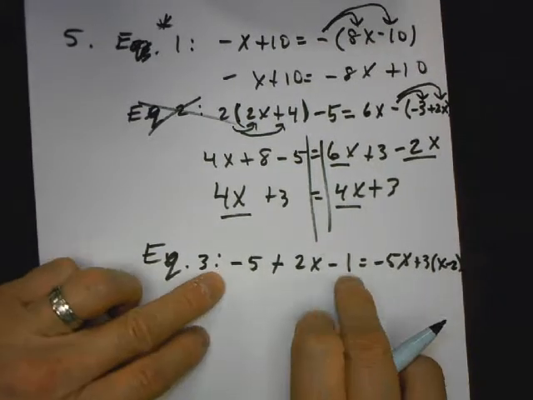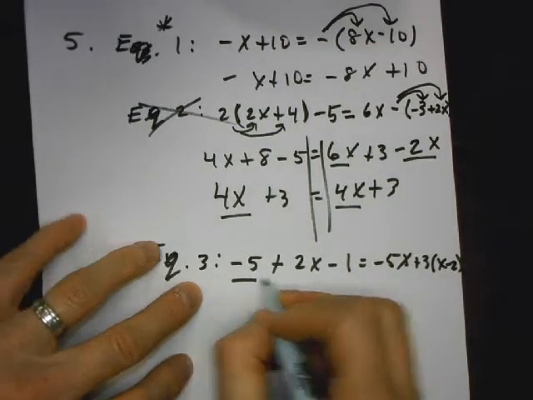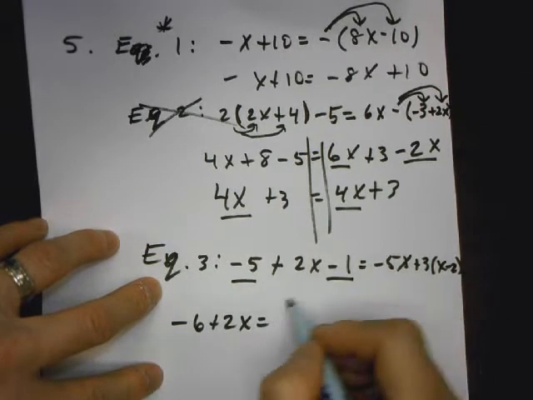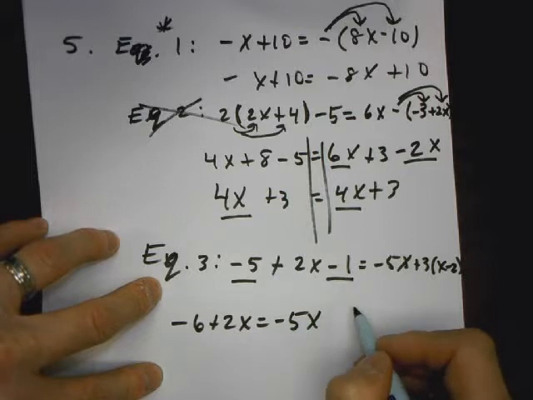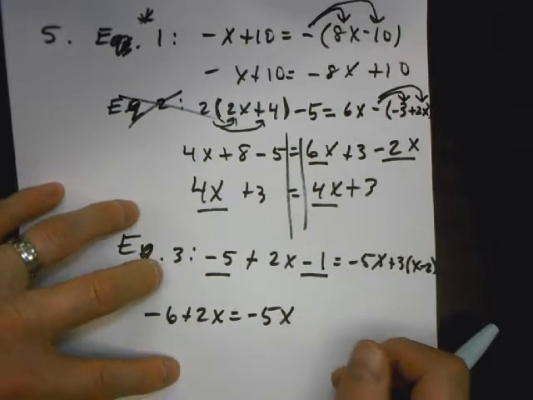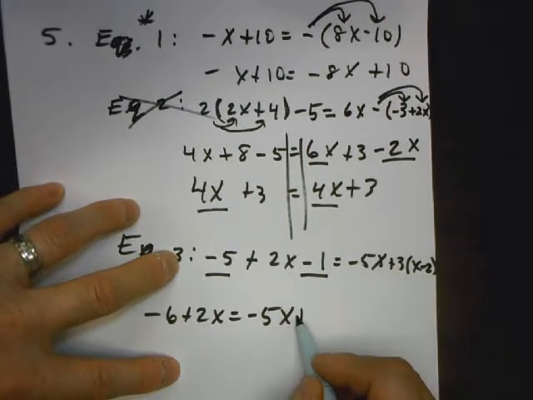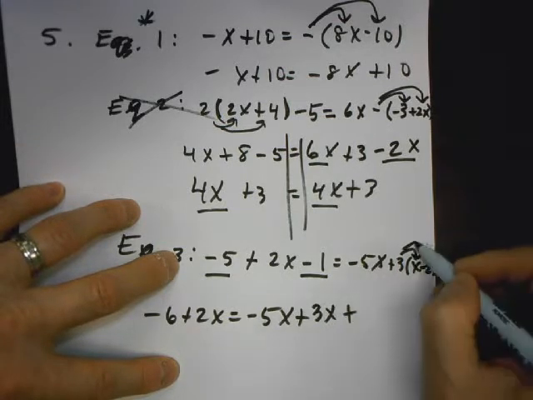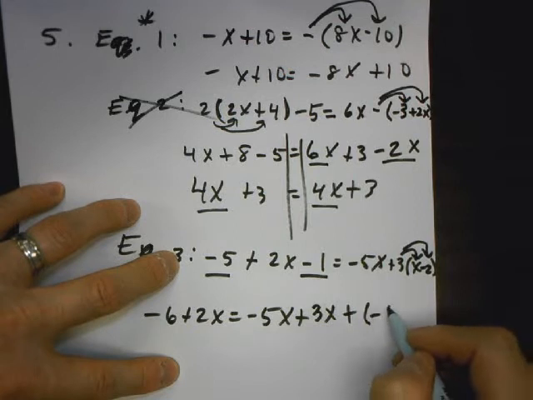We're going to simplify this. On this side, all I have to do is combine like terms. Negative 5 and negative 1 is negative 6. Over here, we have to distribute and then combine like terms. I didn't do that here because I couldn't distribute. There's no parentheses. So I'm going to distribute 3 times x, which is 3x, and 3 times negative 2, which is negative 6.